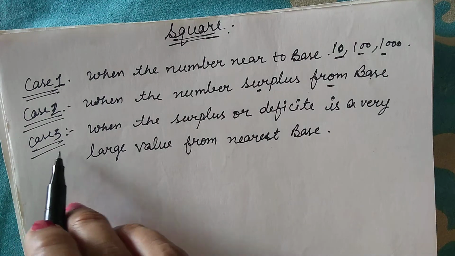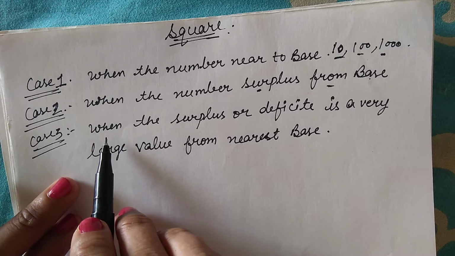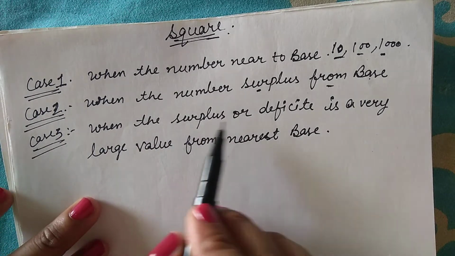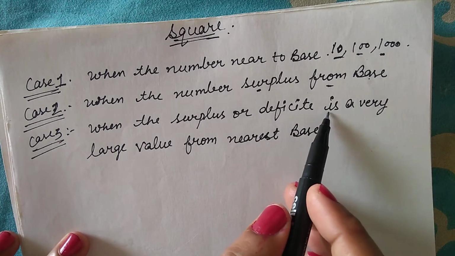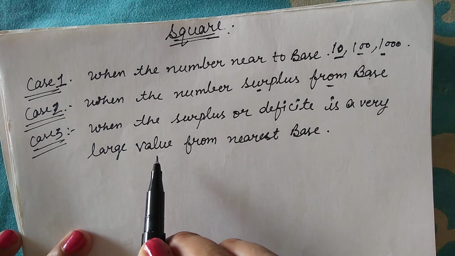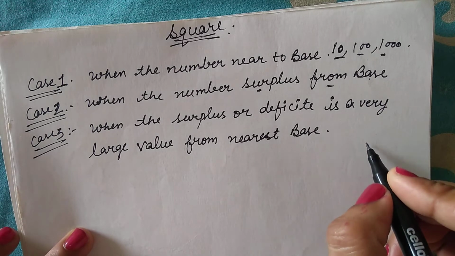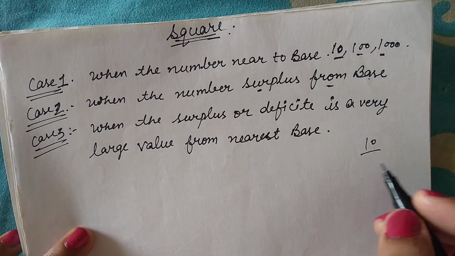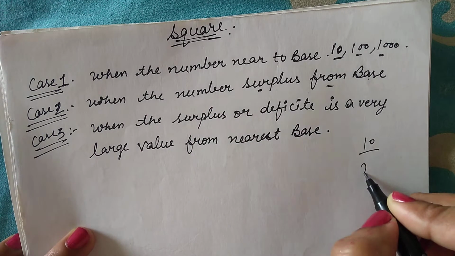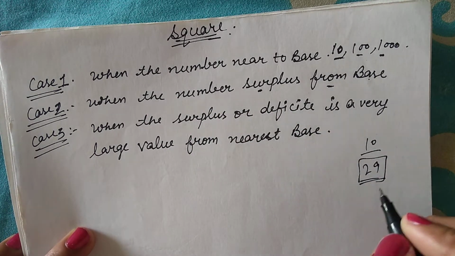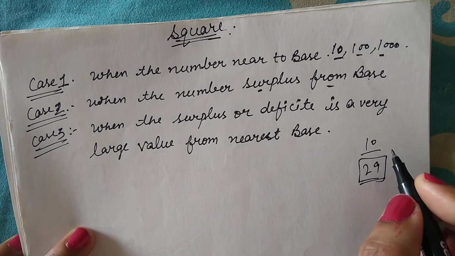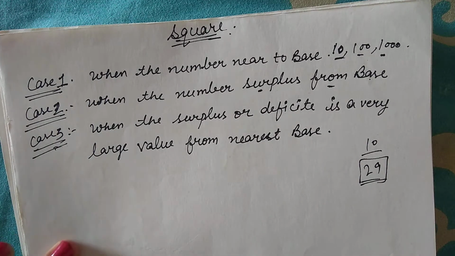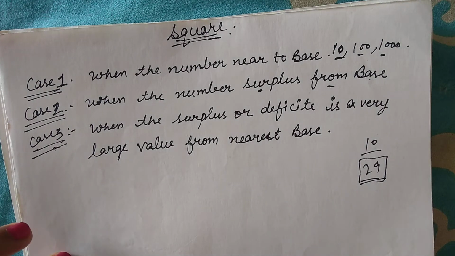And in the third case, we will describe numbers whose surplus or deficit is a very large value. For example, we have base 10, but we want to know the square of 29. This is not near to base 10, so those numbers we will discuss in case third. So now let's start.